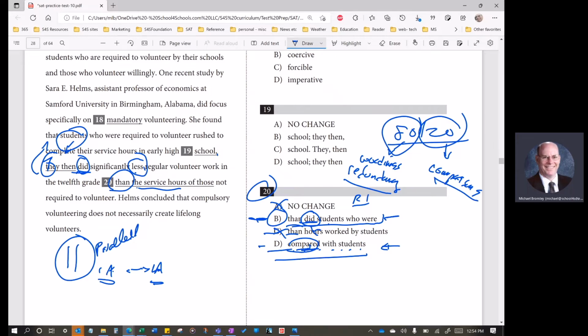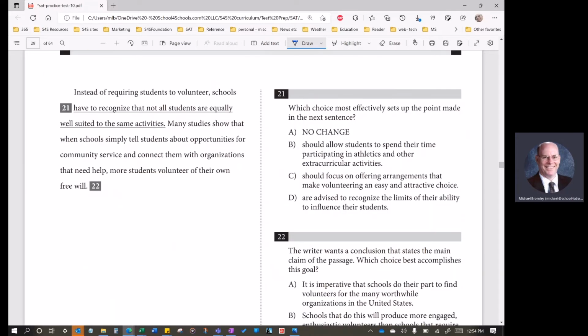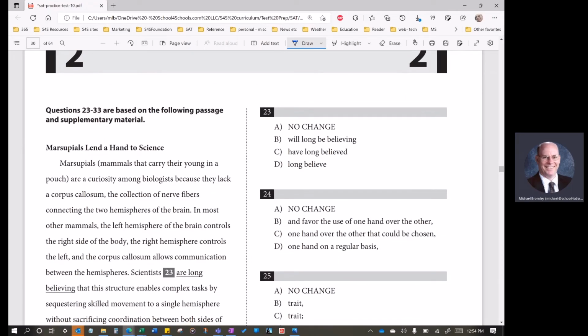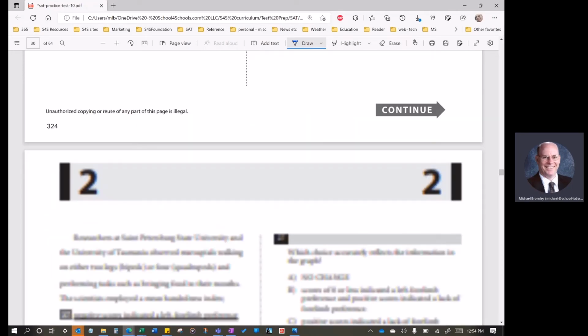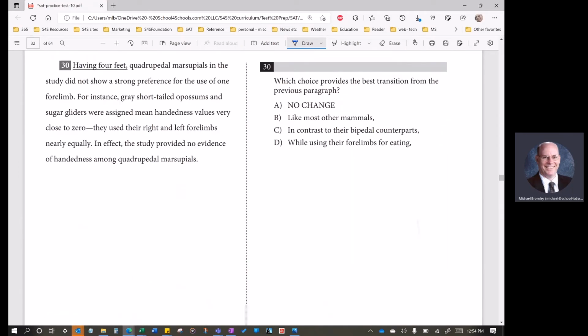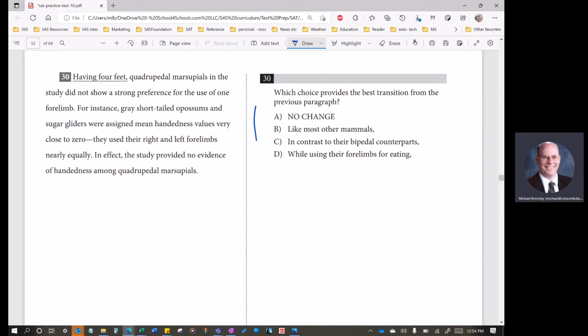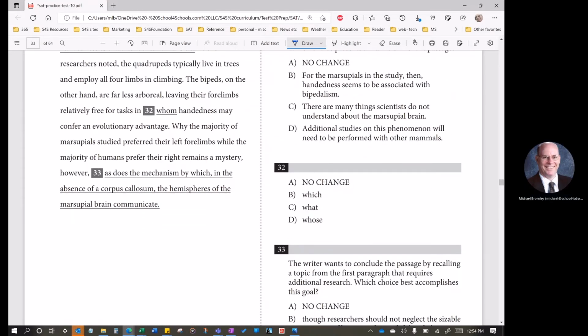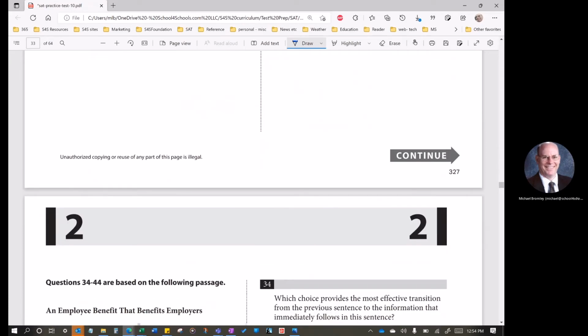Let's move on to number 39. So we're skipping a passage, it looks like. What's this passage here? Marsupials lend a hand to science. Student got none wrong on there. Great job, because I think there's a pretty tough one in here. I've seen students get that one wrong a lot. But we're going to jump in.